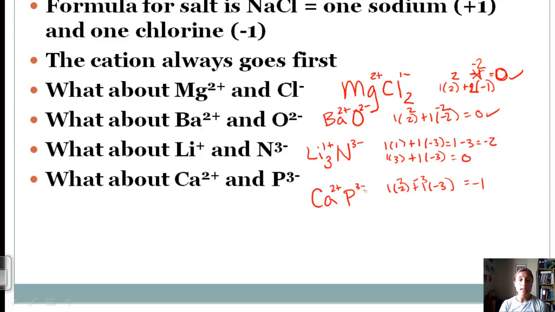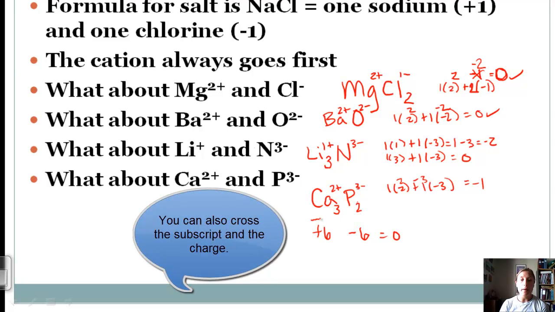So I'm going to need to manipulate both of these. So I need to find a common number between 2 and 3. The only common number I can think of is 6. And so what that means is that I want my total positive charge to equal +6, and I want my total negative charge to equal -6, because then that will give me 0. Well, if calcium is a +2, that means I need 3 calciums to give me that +6. Just 2 times 3 is 6. And if phosphorus is a -3, I need 2 phosphorus to give me the -6.